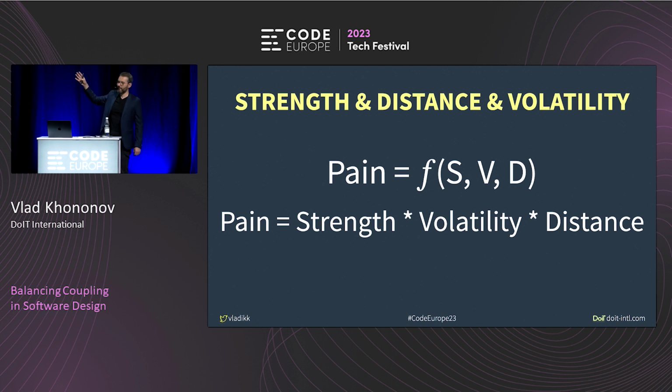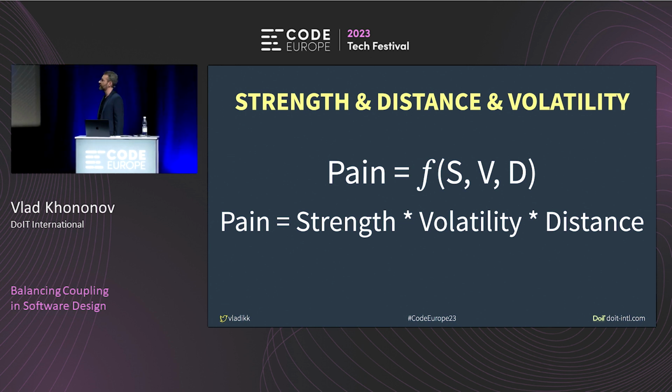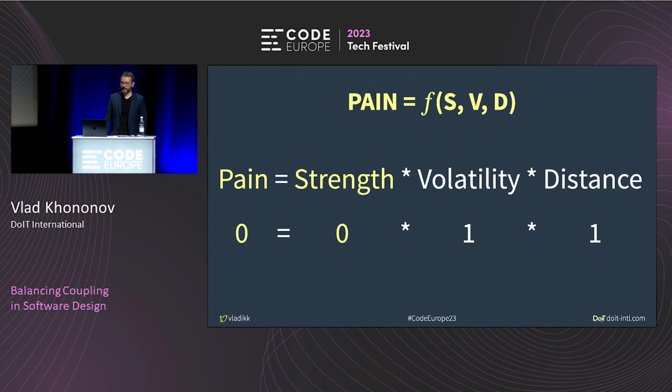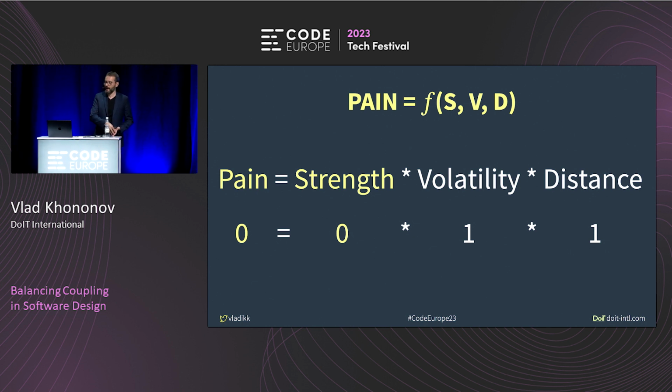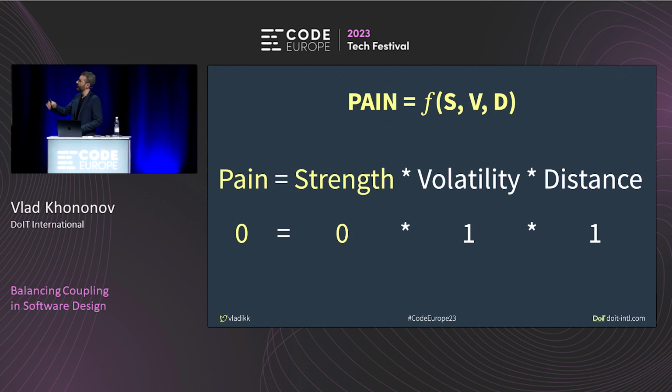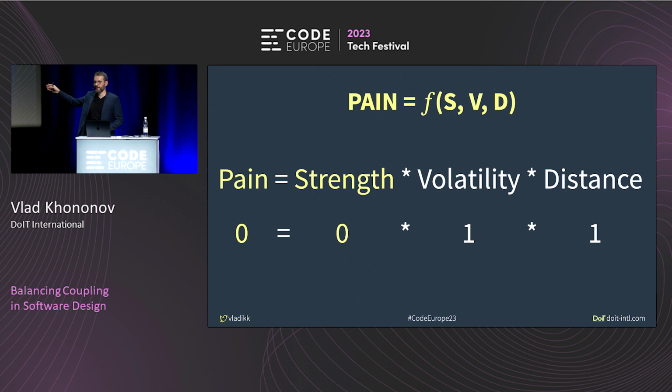Now, to minimize the pain, all you need to do is to minimize one of them, to make one of them 0. Then your pain is going to be 0 as well. Let's see some examples. If we can reduce the integration strength to the bare minimum, to contract coupling, then strength is 0. Volatility can be high over high distance, awesome, but these two high values are balanced out by low probability of cascading changes because of low strength.